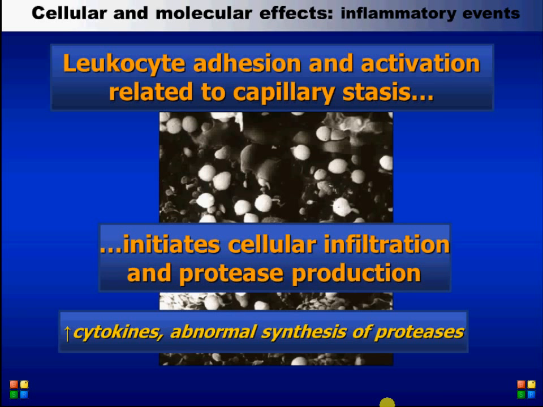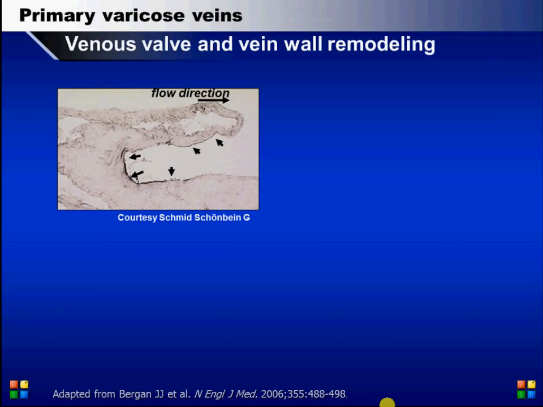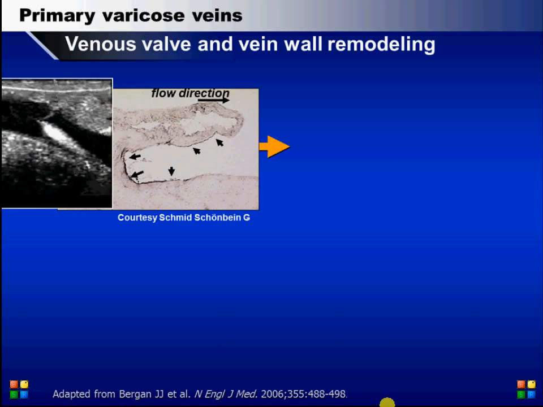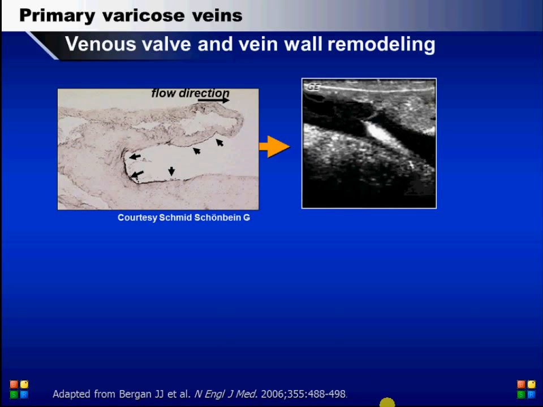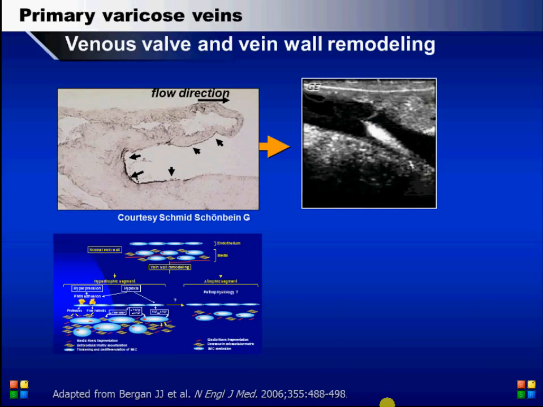And you have an increase of cytokines and abnormal synthesis of protease. That is the pathophysiology of primary varicose veins. The other part is venous valve and vein wall remodeling. You can see the adhesion of white cells on the valve and on the wall of the vein, and when it happens, you can identify them by B-flow. The second is that there is a mixture of hypertrophic and atrophic segments.